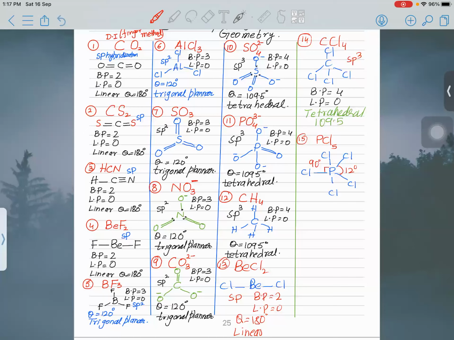So carbon is the central atom. Discuss the geometry of the following. CH4.